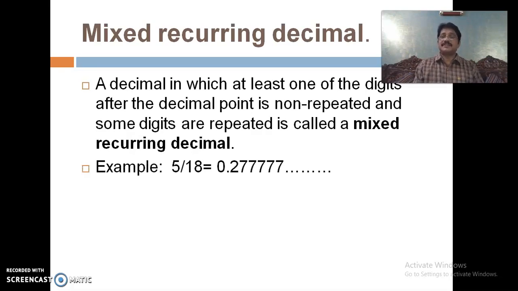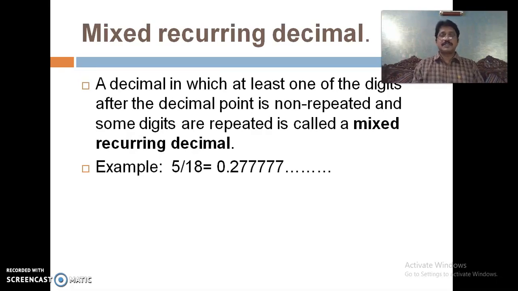0.27777. When 5 is divided by 18, the value is 0.27777. The 2 is not repeated, 7 is repeating here. So this decimal contains 2 which is non-repeated, and 7 which is repeated. Means some digits are repeated, some digits are not repeated, so it's a mixing of repeated and non-repeating digits. This kind of decimal we simply call a mixed recurring decimal.